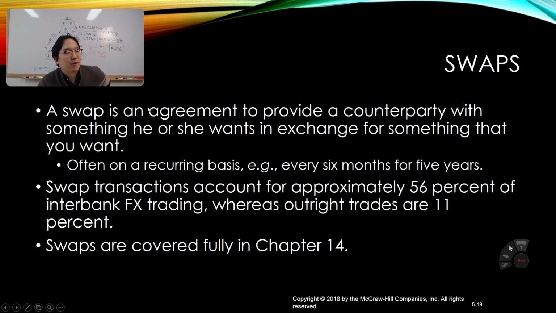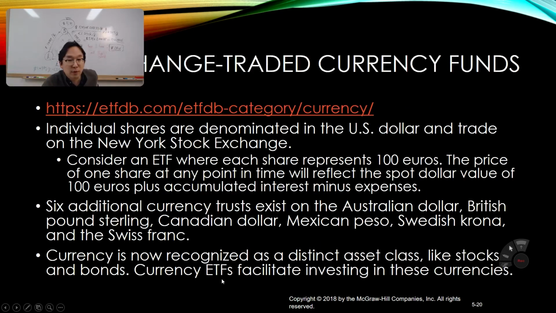A swap is an agreement to provide a counterparty with something he or she wants in exchange for something that you want. Often it's on a recurring basis. Every 6 months or 5 years, you swap those assets between you and me and other counterparties. Swap transactions account for approximately 56% of interbank FX trading, whereas outright trades are 11%. Swaps are covered fully in Chapter 14, so please wait for that.